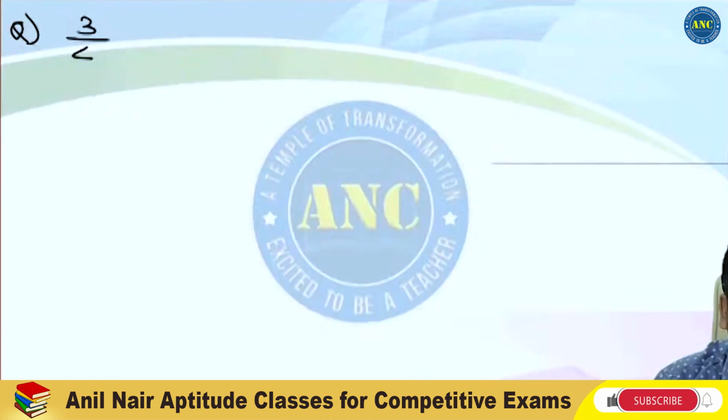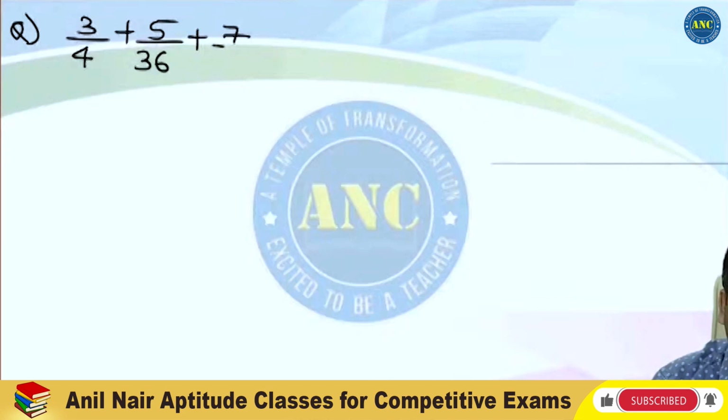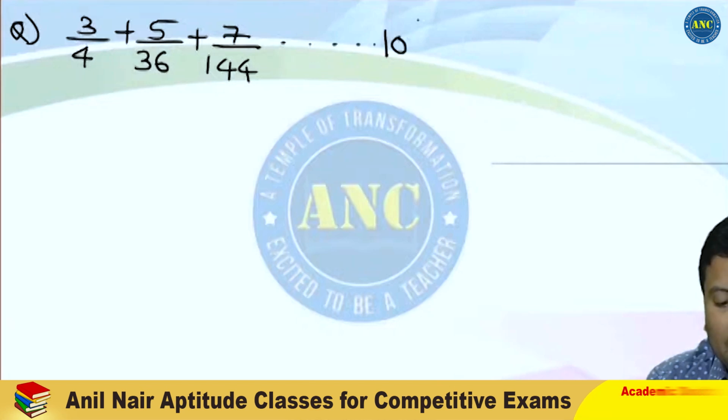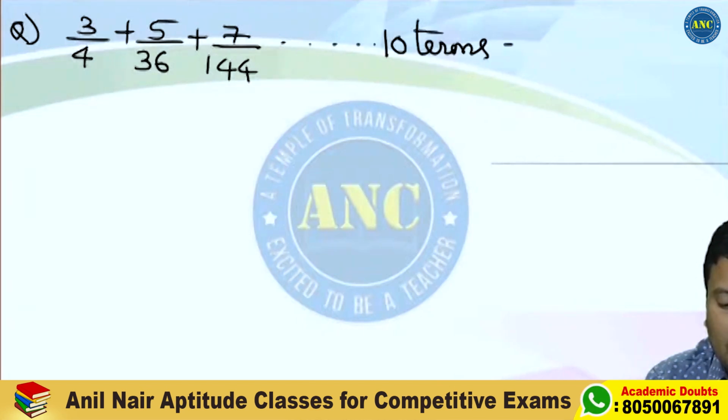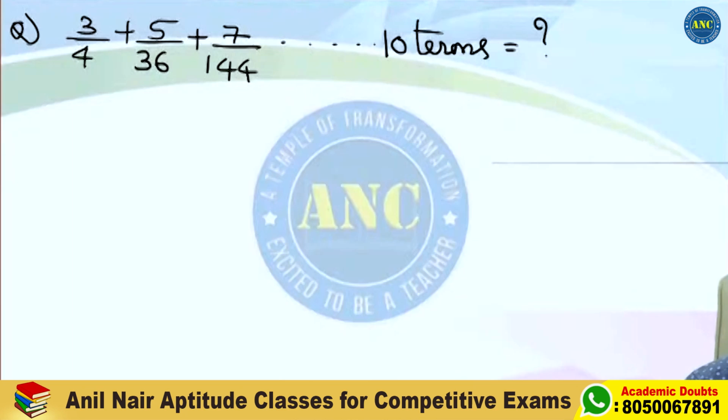3 by 4, 5 by 36, 7 by 144, and so on up to 10 terms. That is, 3 by 4 plus 5 by 36 plus 7 by 144 and so on up to 10 terms. Now see, this question is created to help Shiva.